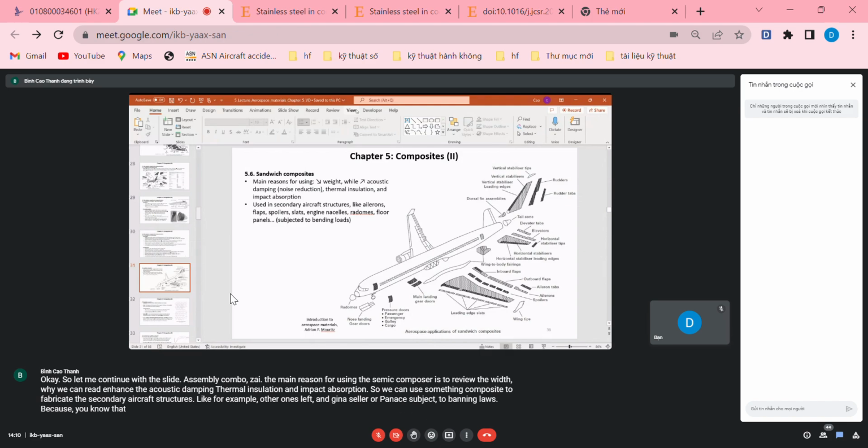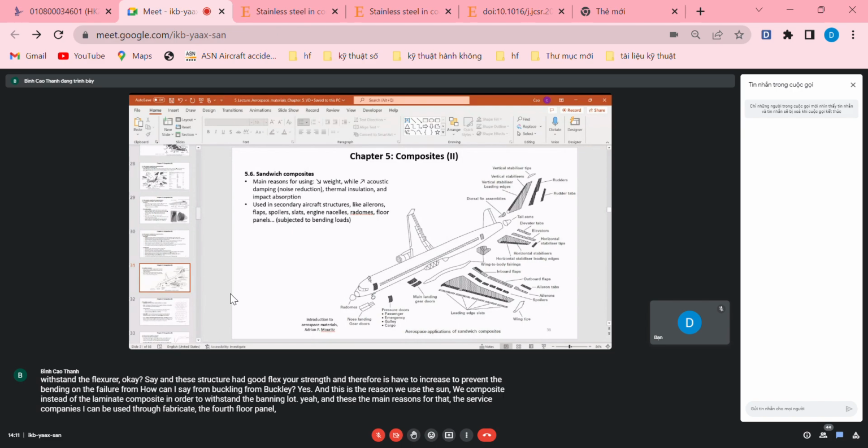Because you know that the sandwich composite has the honeycomb core, which can withstand the flexure. This structure has good flexure strength, and therefore it prevents the bending or failure from buckling. This is the reason we use the sandwich composite instead of the laminate composite in order to withstand the bending load. And this is the main reason the sandwich composite can be used to fabricate the floor panel.